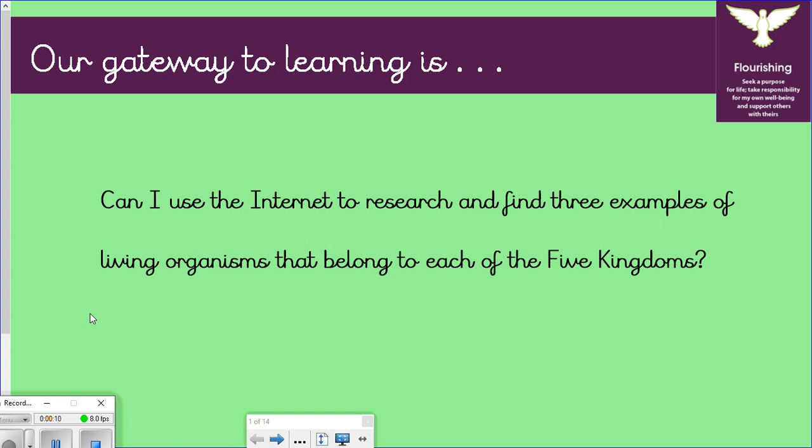So far this week in your learning journey, you have been looking at the reasons for classifying animals based on their similarities and differences. You were also asked to research a man called Carl Linnaeus. So hopefully you found lots of information about that.